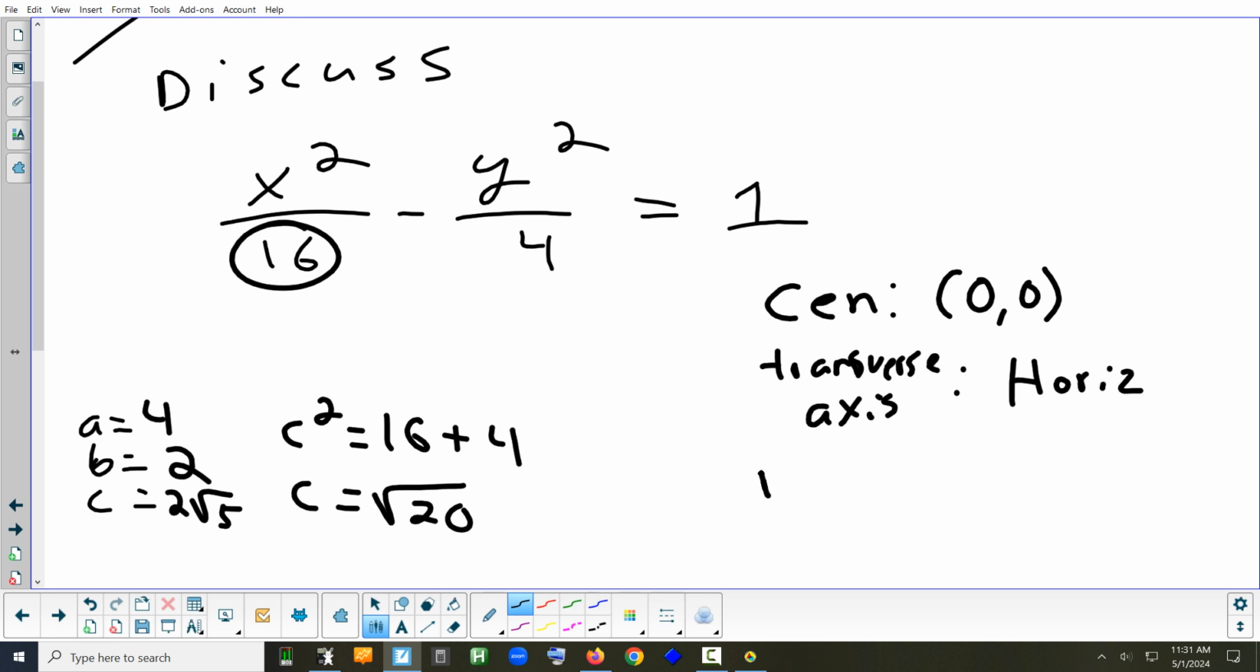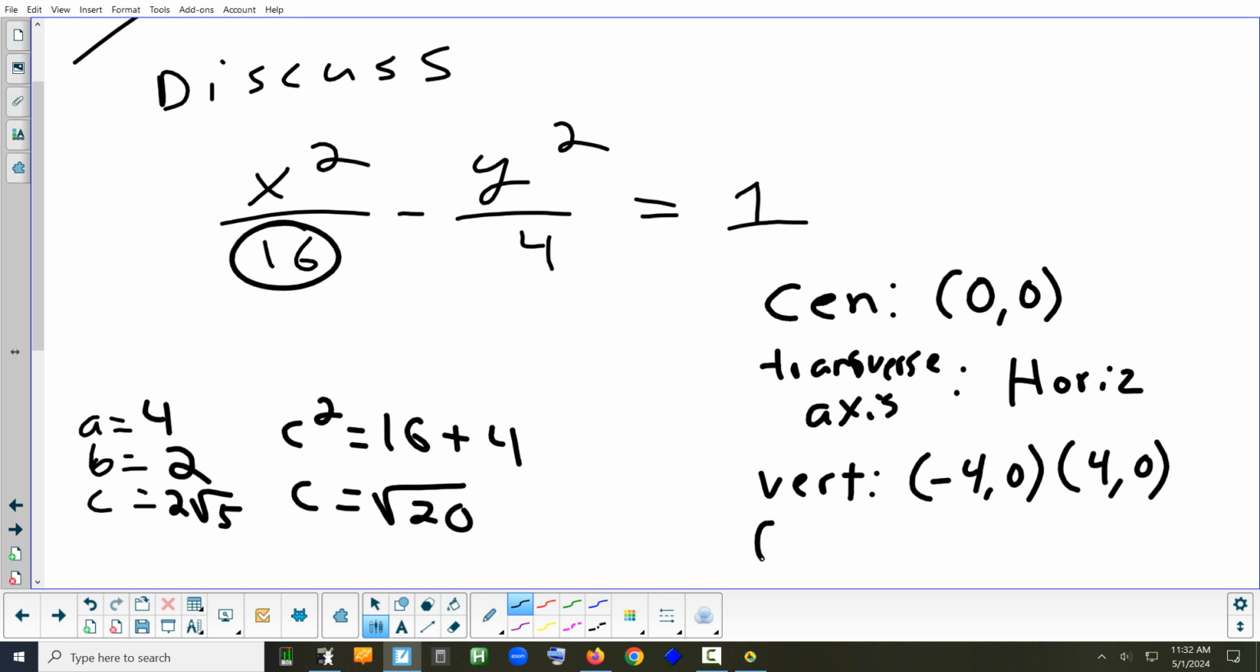Okay, vertices. How far away from the center are the vertices? 4 units, left and right. So 4 units left of center, 4 units right of center.